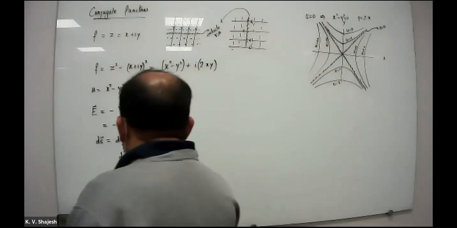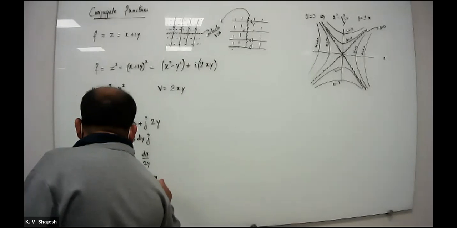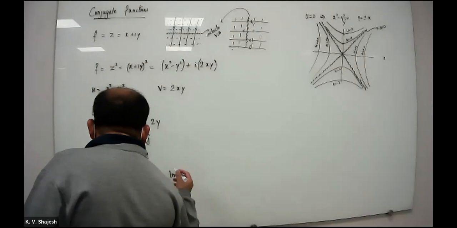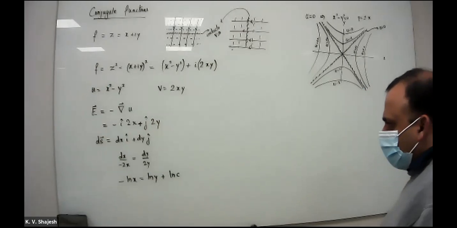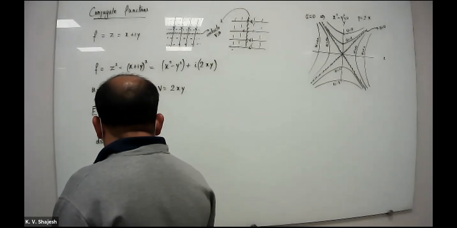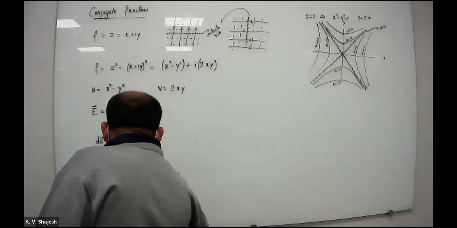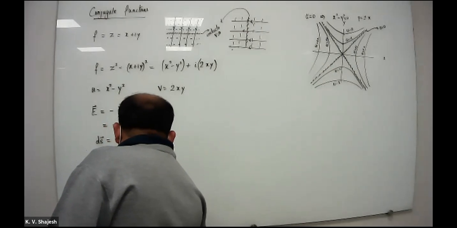Yeah, so you integrate, right? 2 gets cancelled out. So this is minus log of x is equal to log of y plus constant, right? Let's write that constant as log of c. So that means that xy, so this is xyc, right? So xy is equal to, or let's say this is minus.